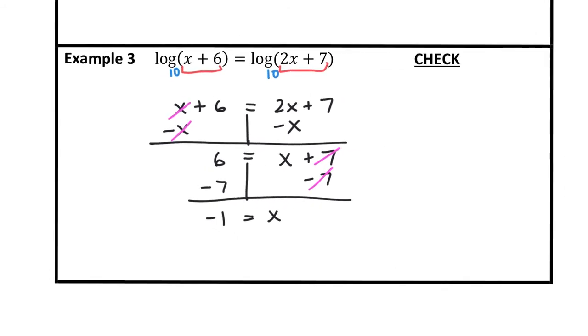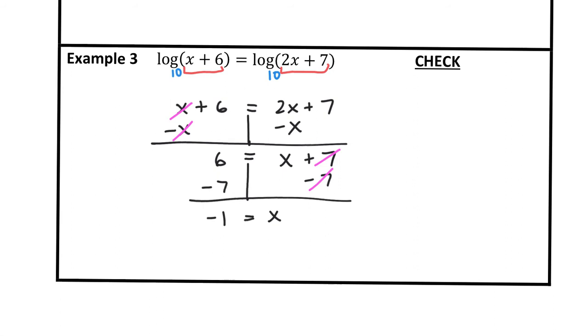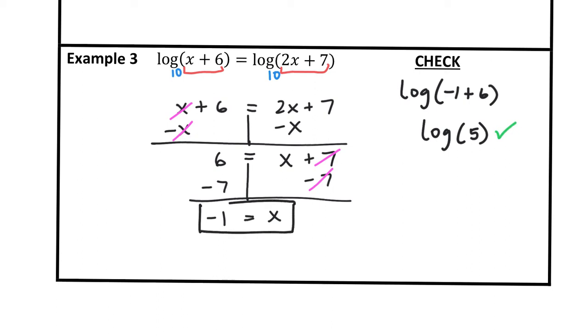Then I gotta check my answer. So what's log of negative 1 plus 6? That's log of 5. Did I end up with a positive answer or negative, right? I ended up with a positive inside of the log. So that checks off. So x equals negative 1 is my answer.